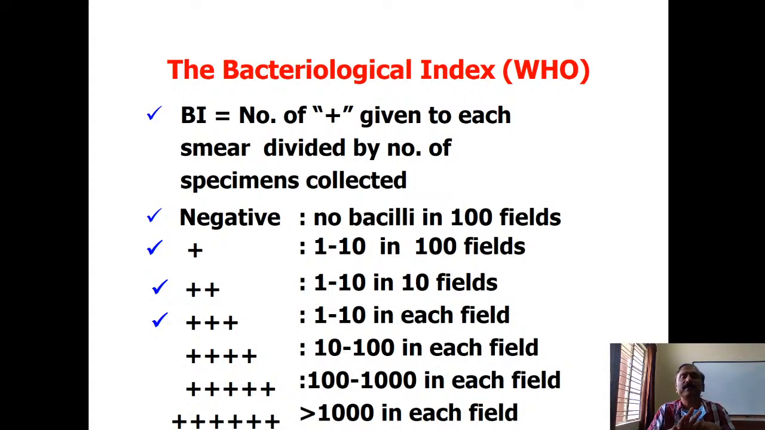1 plus is when you see 1 to 10 bacilli in 100 fields. 2 plus is when you see 1 to 10 in 10 fields. 3 plus is 1 to 10 in each field. 4 plus is when you have 10 to 100 bacilli in each field. And 100 to 1000 in each field, then you call it 5 plus. And greater than 1000, you call it 6 plus. So please remember this bacteriological index.